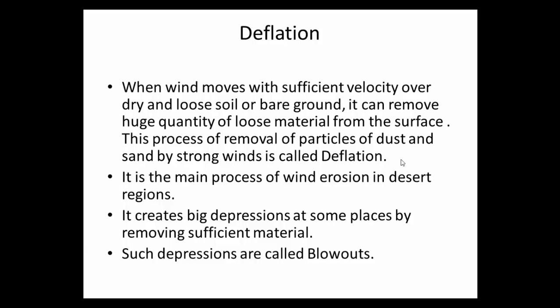But when this wind moves with a sufficient velocity over dry and loose sands or bare ground covered with dust, it can remove or sweep away huge quantities of loose material from the surface. This process of removal of the particles of dust and sand by strong winds is called deflation. It is the main process of wind erosion in desert regions. In fact, in some deserts, deflation may cause the removal of the sand from a particular location to such an extent that a big enough depression is created, sometimes with its base touching the water table at quite a depth. Such depressions are called blowouts.